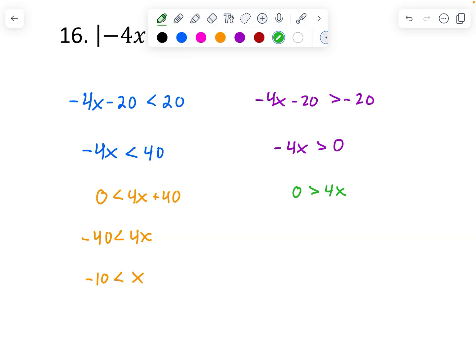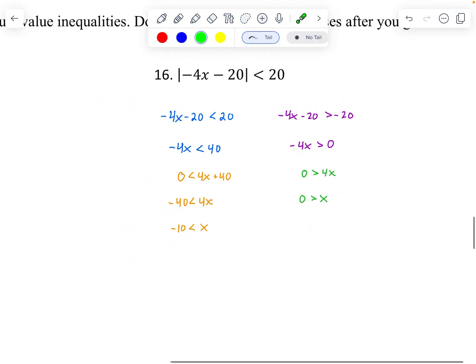On the green one, you can just divide by 4, and you get 0 is greater than x, or x is less than 0. So x is less than 0, and x is greater than negative 10 at the same time. That's an and problem because they can both happen at the same time.